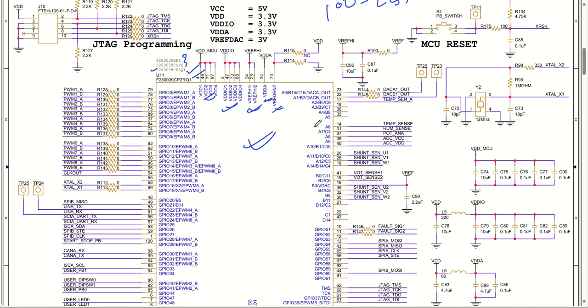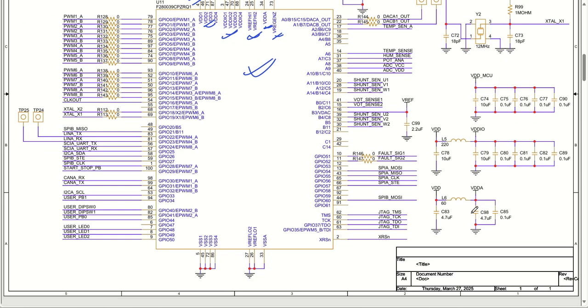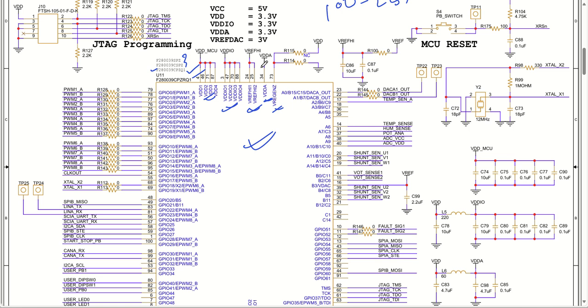Then we have the VDA pin. So the VDA decoupling capacitor is here, and we have a reference pin. So the reference is also given from here. The reference is actually generated at 3 volts, and the VDAC reference is also taken from that reference only. All right. Good. So this was all about the decoupling capacitors.